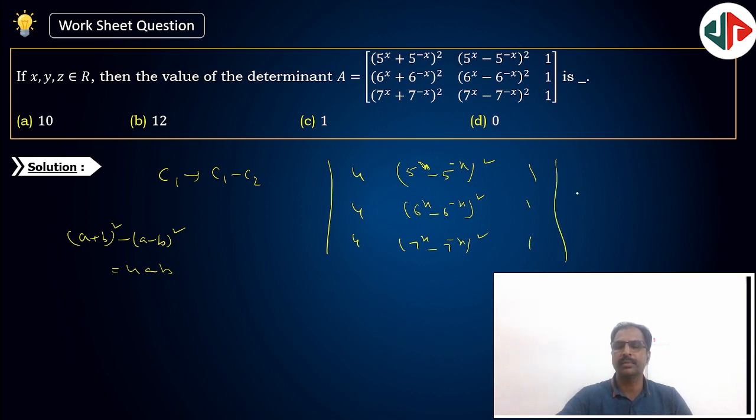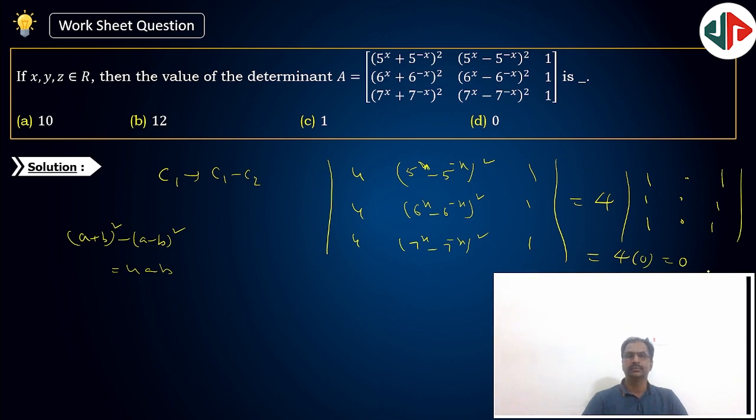Now take 4 common from the first column. Then you get 1, 1, 1, 1, 1, 1. If any two rows or columns are identical, its determinant is 0. So 0. Option D.